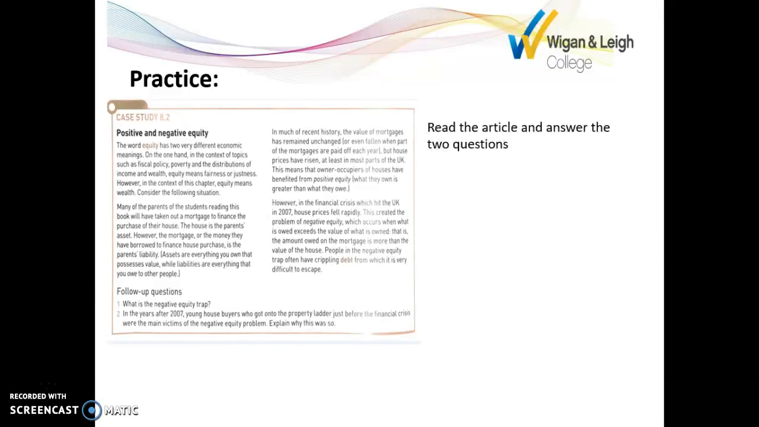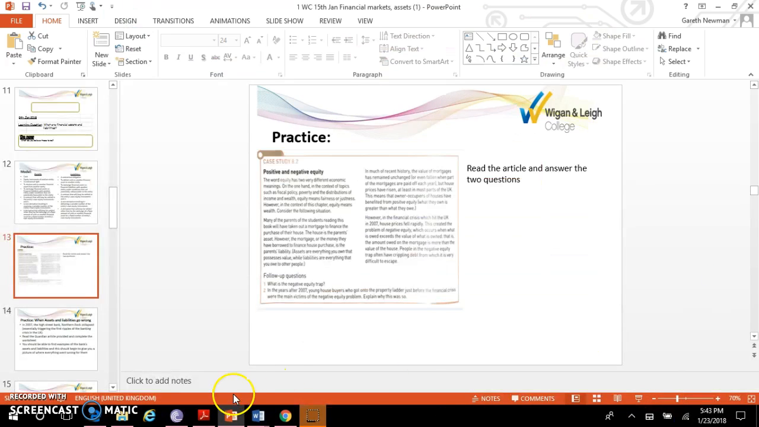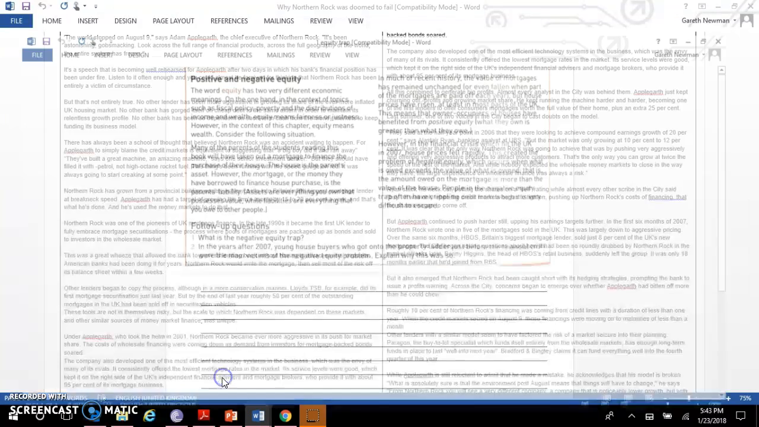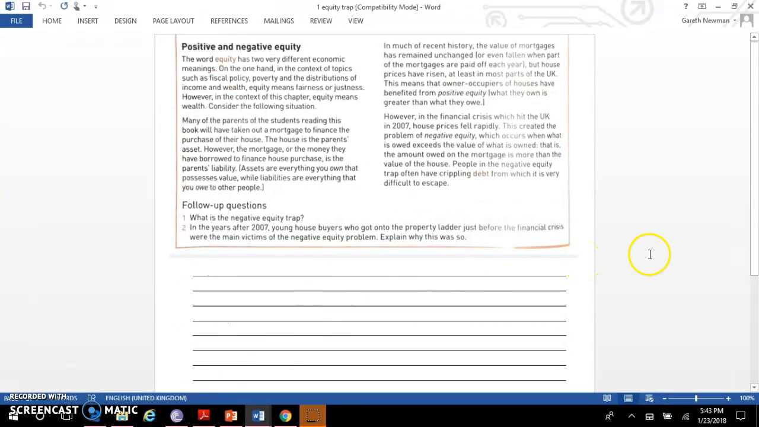I've attached with this a copy of the document you'll need, which is this one here. You'll be able to print a copy of this off, and I'd like you to have a go at answering these two questions. Once you've read the article, have a look at these two questions. First of all, what is the negative equity trap? Now, if you don't understand it from the case study, then once again, do a little bit of research to find yourself a definition of it and a way of understanding it better.